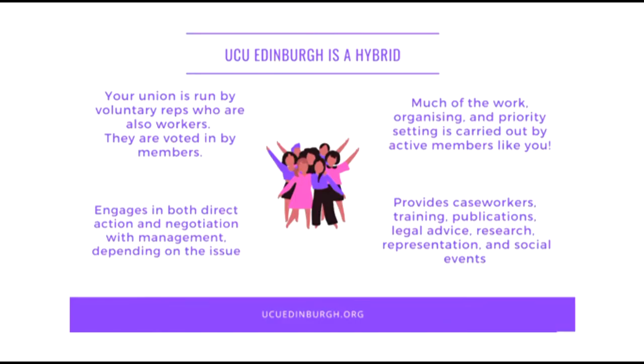In practice, UCU Edinburgh is technically a mix of these two models, as we have a paid administrative staff member who helps us to coordinate, but we're definitely more heavily oriented towards an organising union model. We're dependent on our members taking on committee positions, local contact roles and activist work. We're a union run by and for our own members.